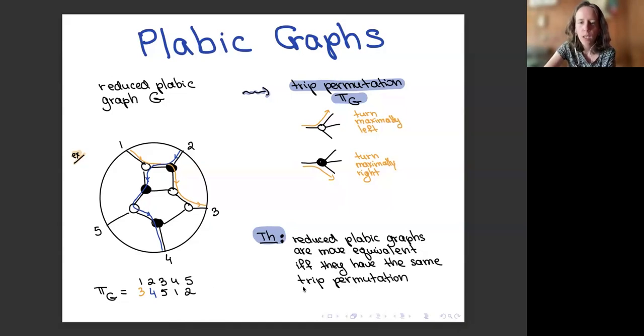Okay. And now there's a nice theorem of Postnikov, that these reduced plabic graphs are move equivalent if and only if they have the same trip permutation. So that's really cool. It's not hard to see that doing these local moves doesn't actually change the trip permutation. That's something you can check. But the converse is not so trivial to see, right? That any two plabic graphs that have the same trip permutation can be obtained from one another via a sequence of local moves. That's certainly a non-trivial statement, but that's really nice. So all of my plabic graphs with the same trip permutation are connected by local moves.